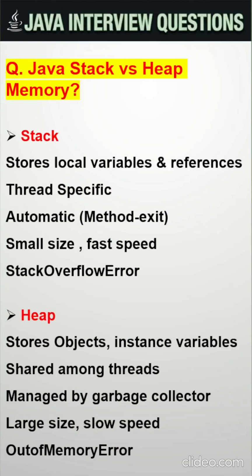Java stack versus heap memory. Stack and heap both are part of the JVM memory model. Stack stores local variables, references, and method calls. It is thread specific. That means each thread has its own private stack. Stack is automatically managed when the method call ends.